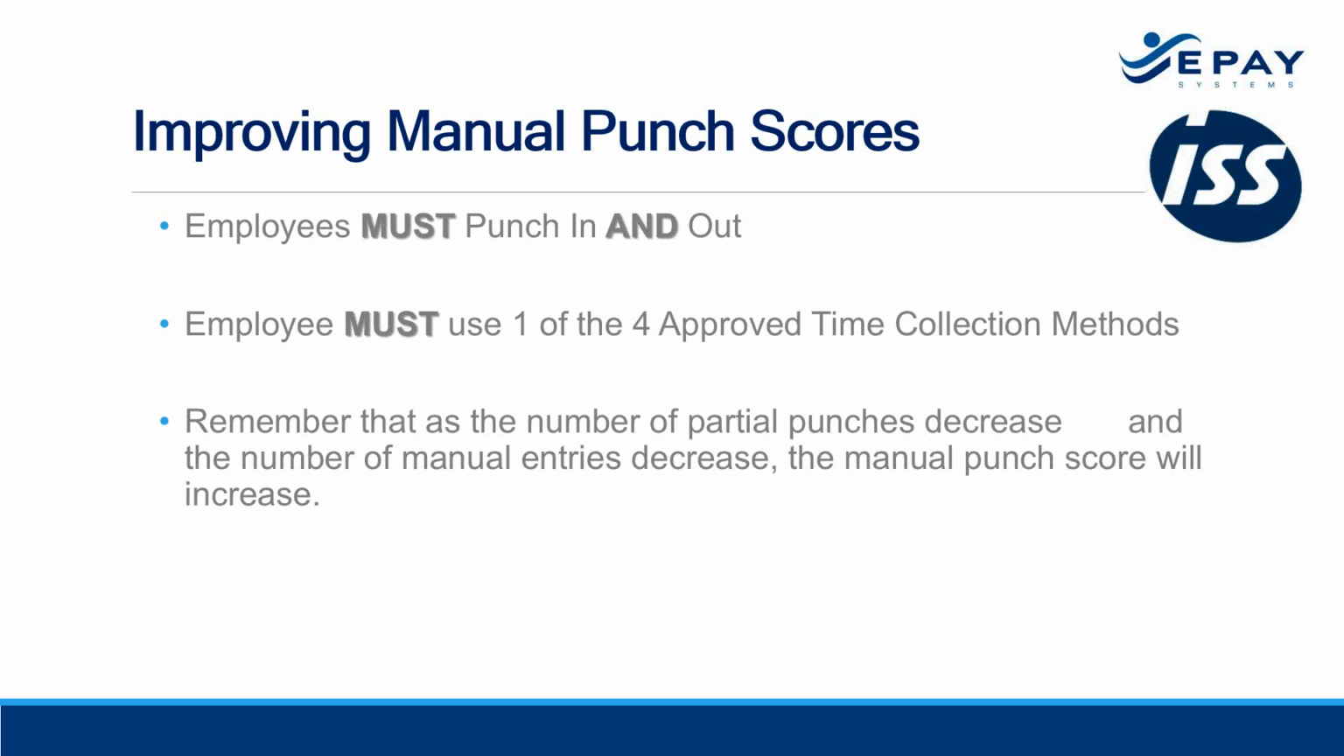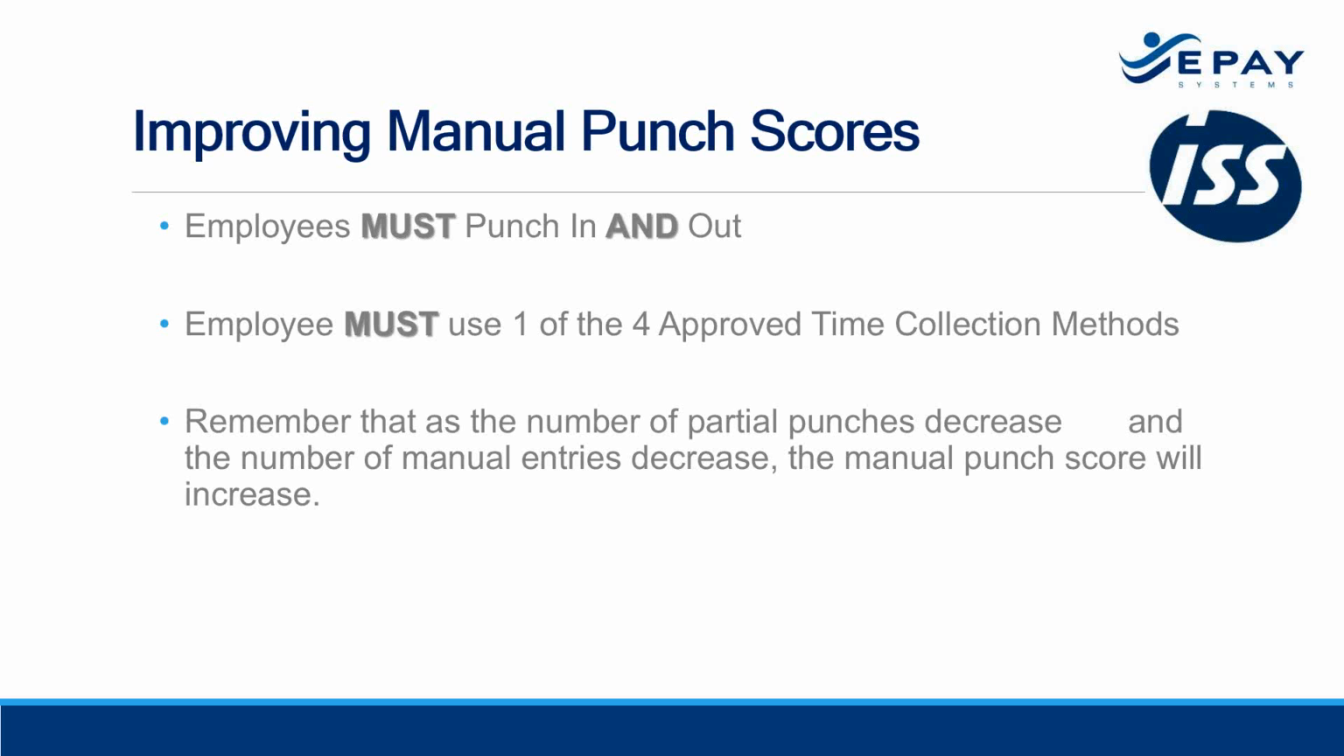Employees also must use one of the 4 approved time collection methods, and I'm going to review those one more time, but we have 4 approved ways of clocking in and clocking out. We have to use one of those 4 ways to clock in and clock out. Now remember that as the number of partial punches decreases and the number of manual punches decrease, so those 2, partial punches, once again, is just saying an employee has punched in but didn't punch out, or vice versa, or manual entries altogether being that nobody punched in or out, bottom line.